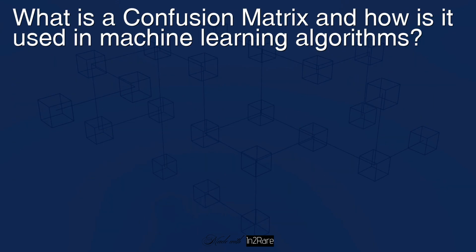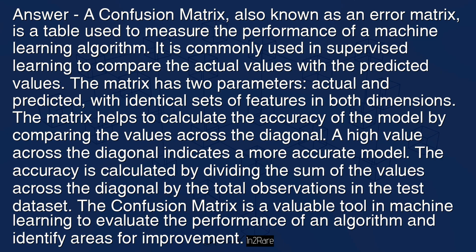What is a confusion matrix and how is it used in machine learning algorithms? Answer: a confusion matrix, also known as an error matrix, is a table used to measure the performance of a machine learning algorithm. It is commonly used in supervised learning to compare the actual values with the predicted values. The matrix has two parameters, actual and predicted, with identical sets of features in both dimensions. The matrix helps to calculate the accuracy of the model by comparing the values across the diagonal. A high value across the diagonal indicates a more accurate model.